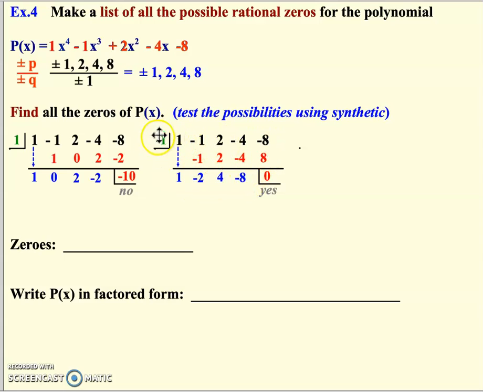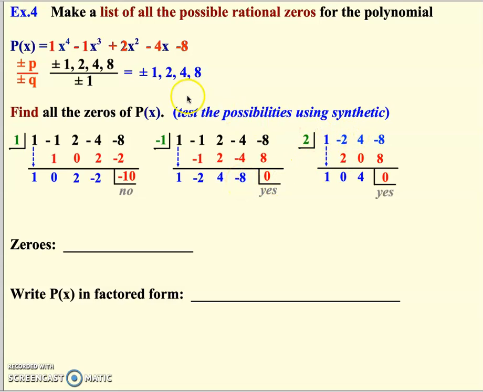So now I'm testing -1 from this list. Same thing. Bring that down and start my rounds of multiplication, which is here. Then add, multiply, which is this number. Then add, and just keep on going to the end. I got a yes. Great. So now what I'm going to do is another round of synthetic, but I'm not going to use this list. I'm going to use this list because I'm trying to narrow the terms, narrow the terms, narrow the terms.